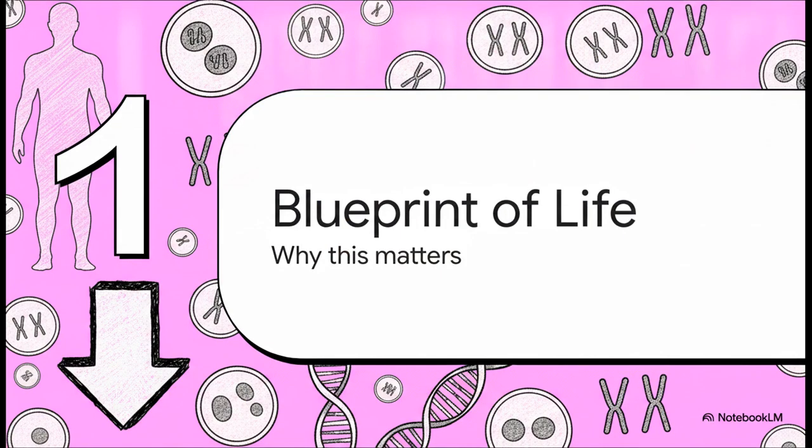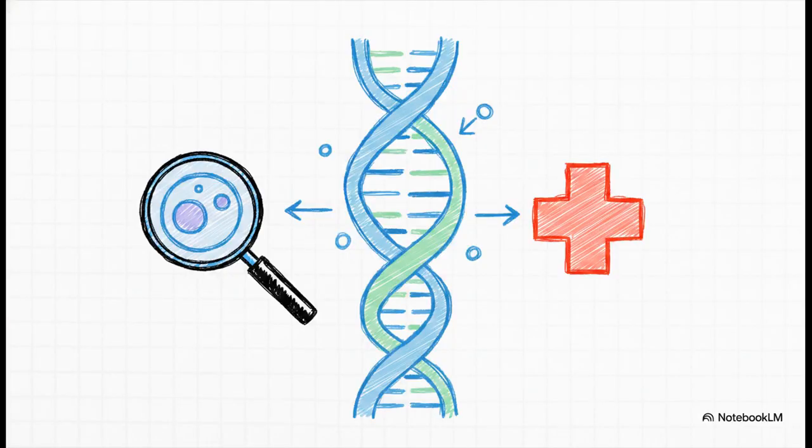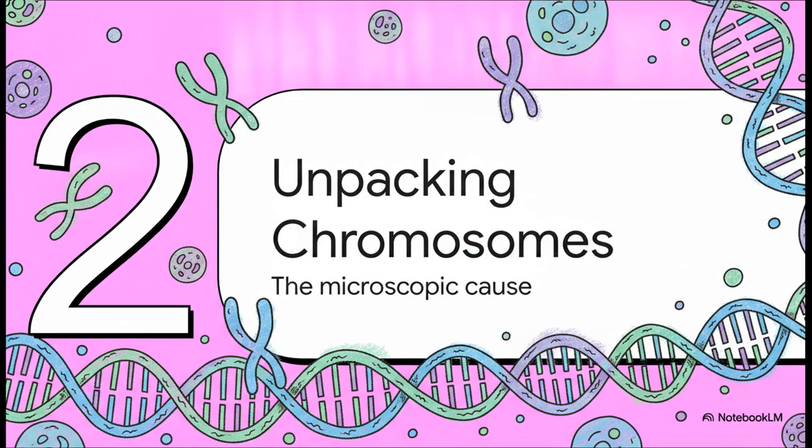First up, Section 1, the blueprint of life. Now, understanding the differences between haploid and diploid cells is absolutely crucial. And look, this isn't just about earning marks on your O-level biology exams, though it's definitely going to do that for sure. It actually has profound real-world applications in genetics and modern medicine. Whenever doctors study inherited diseases or researchers look at genetic diversity, they're looking directly at the exact mechanics we're about to explain.